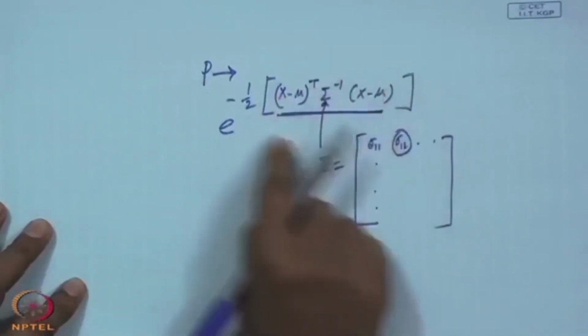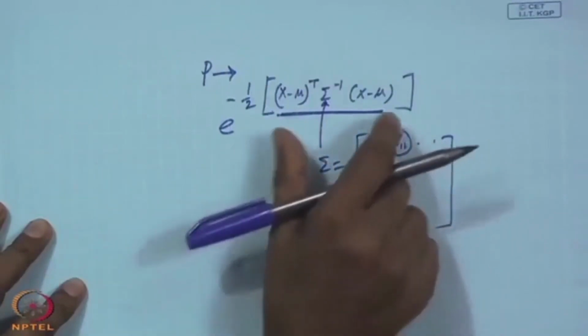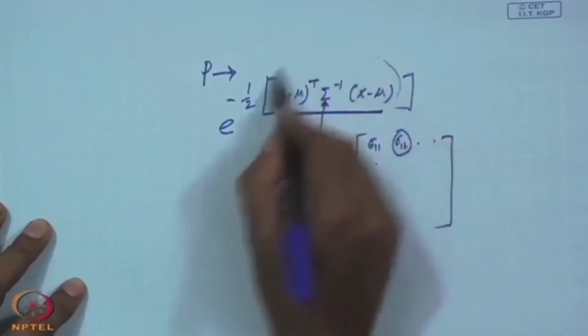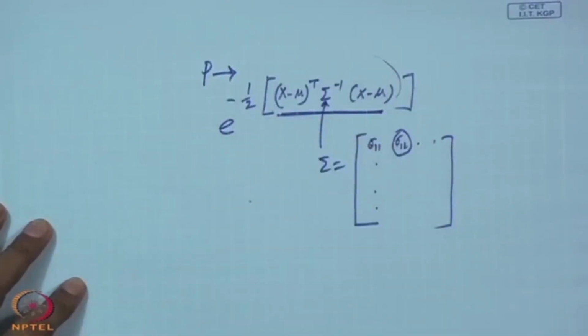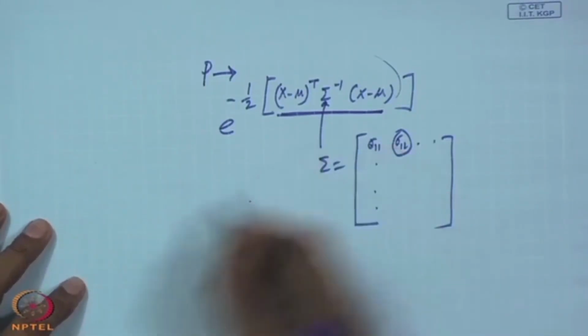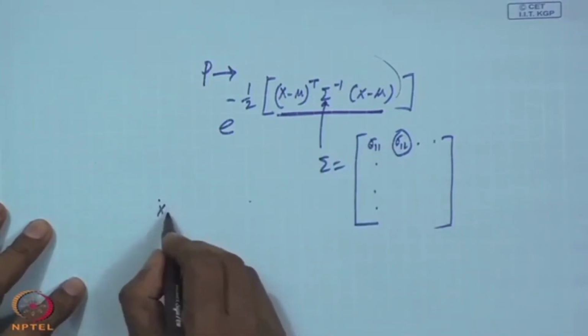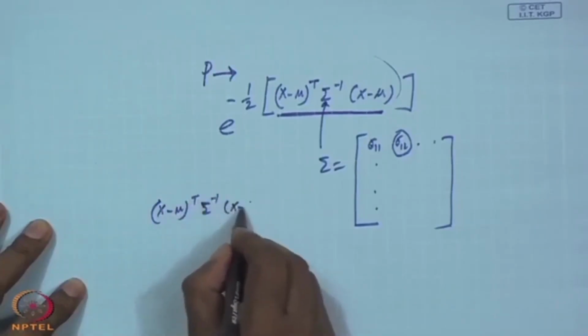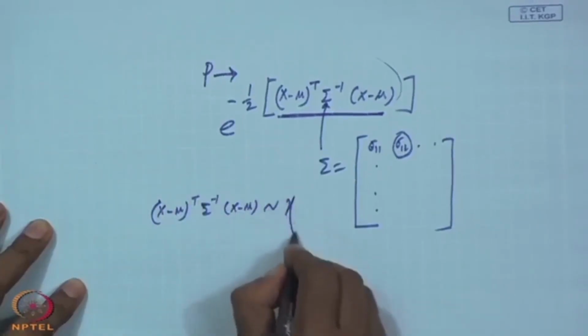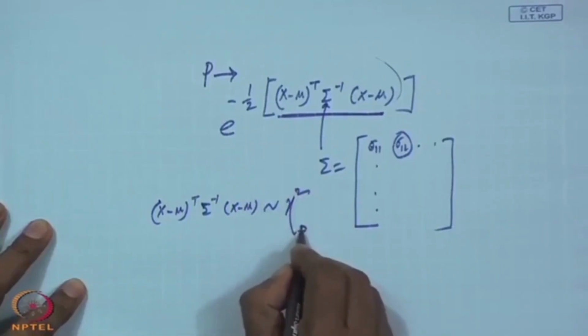Here, we are not going into statistics, it is the population domain. So, this expression is chi-square distributed. The number of variables involved is always equal to the degrees of freedom. So, what we are saying is that (x minus mu) transpose sigma inverse (x minus mu) is chi-square p.